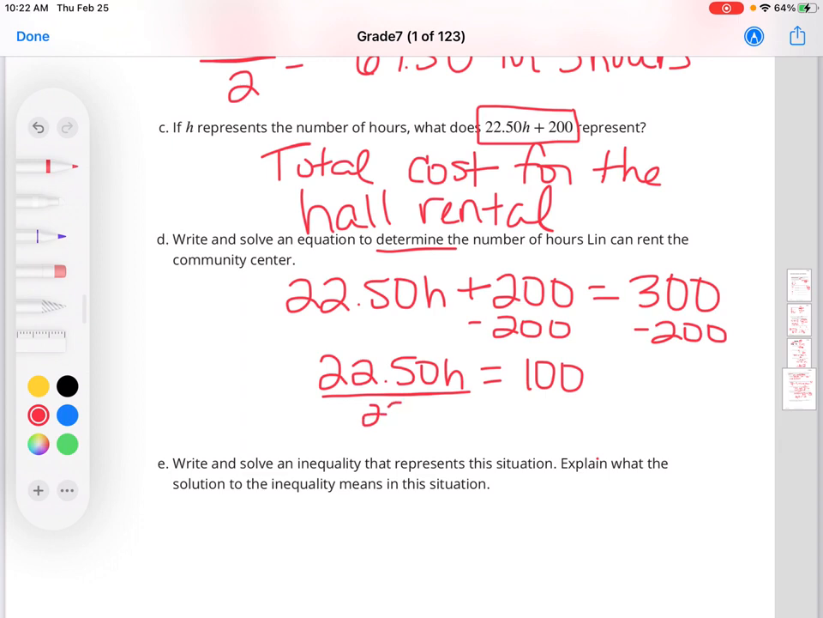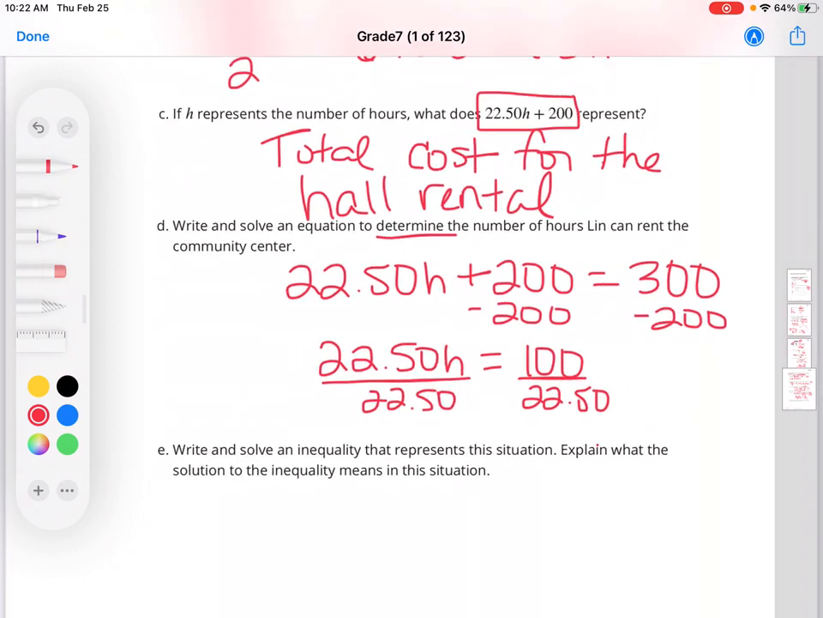So if I divide both sides by the hourly rate, then that tells me that the number of hours must equal 4.4 repeating. So 4.4 repeating hours. So if they charge by the whole hour, then she could only rent it for 4 hours.